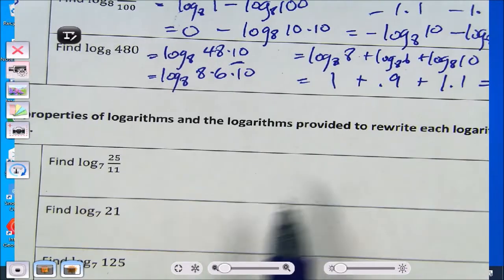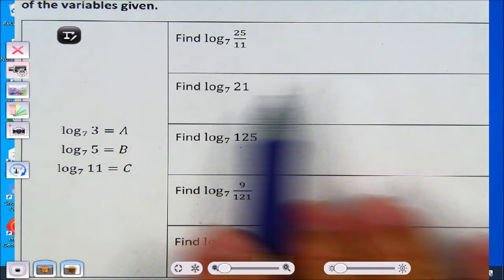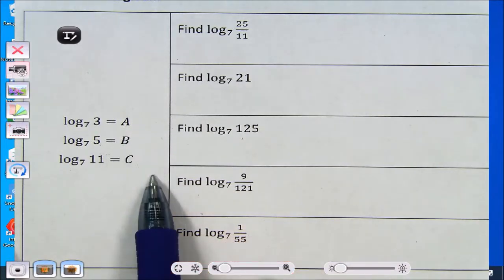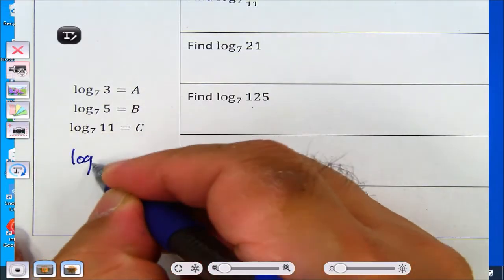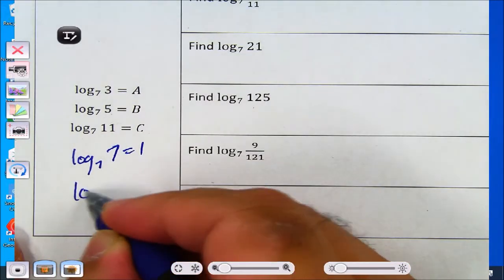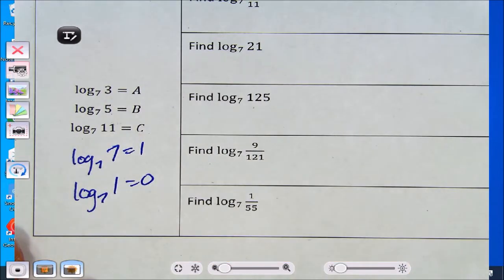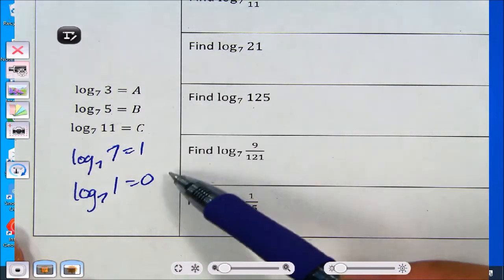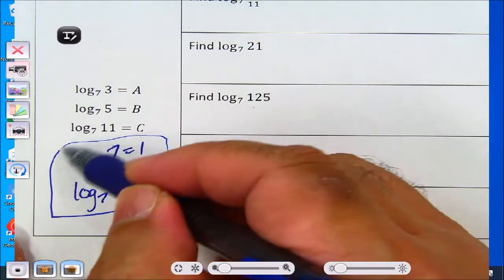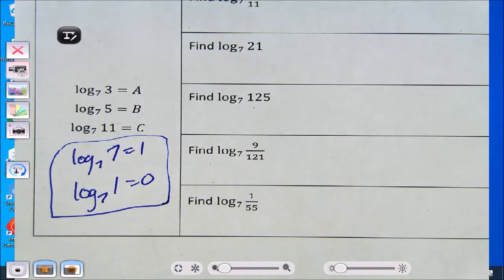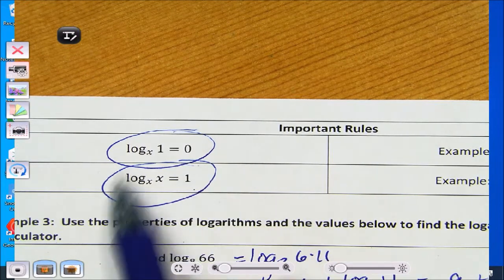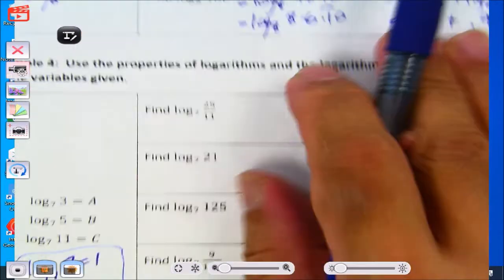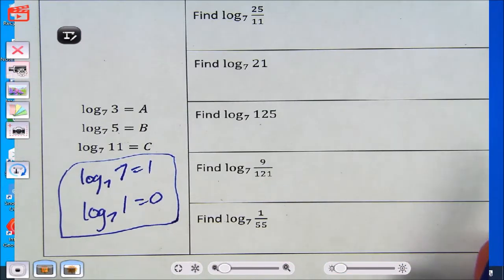All right, let's go through example 4. Notice on this example, you have A, B, and C. You're not given decimal values, but you're still expected to know log base 7 of 7 is 1, and log base 7 of 1 is 0. So even though you have letters for these other ones, you will still have these available to you. They're not going to list them for you. How do you know to use those if they don't list them? Because this is a known fact you're supposed to know. That this is always true of any base. You're supposed to memorize that.